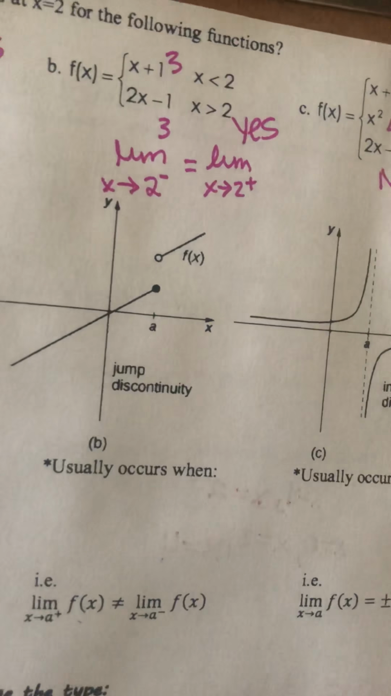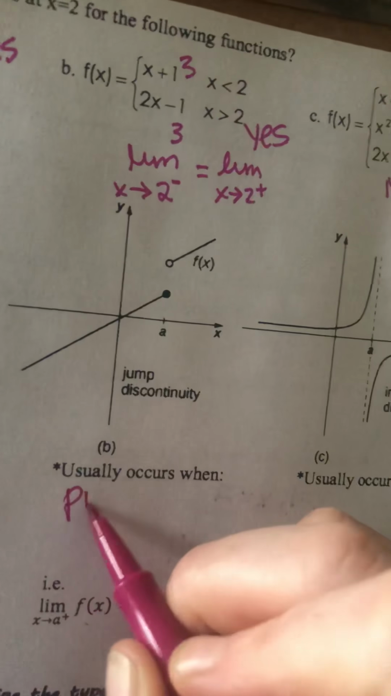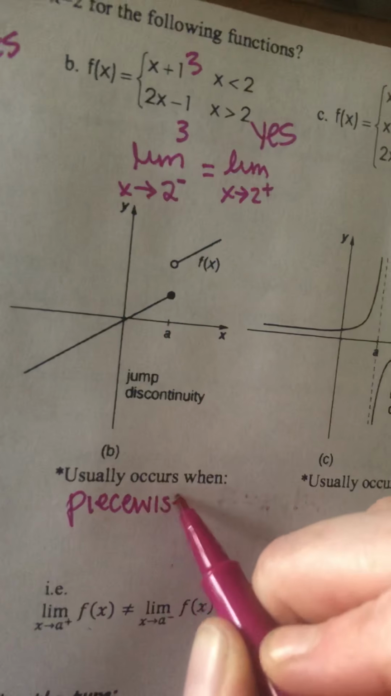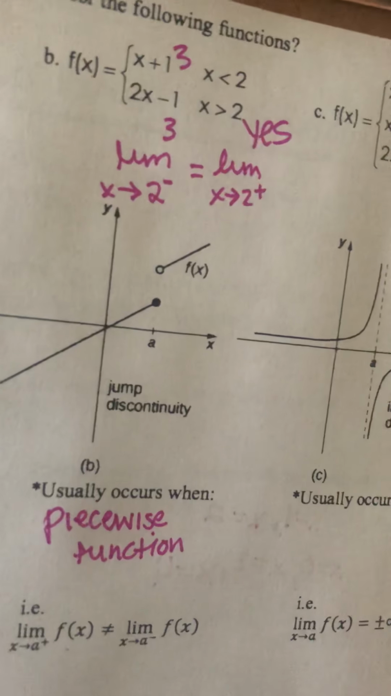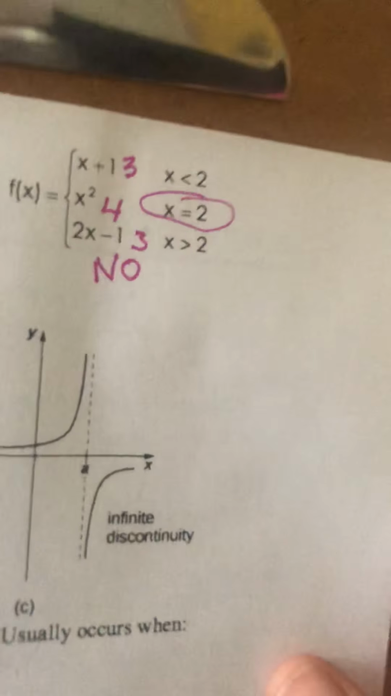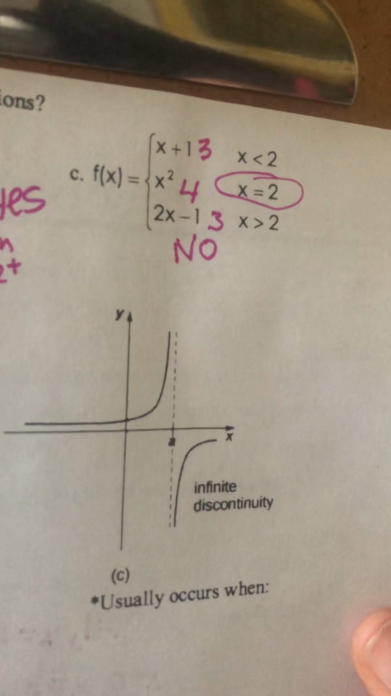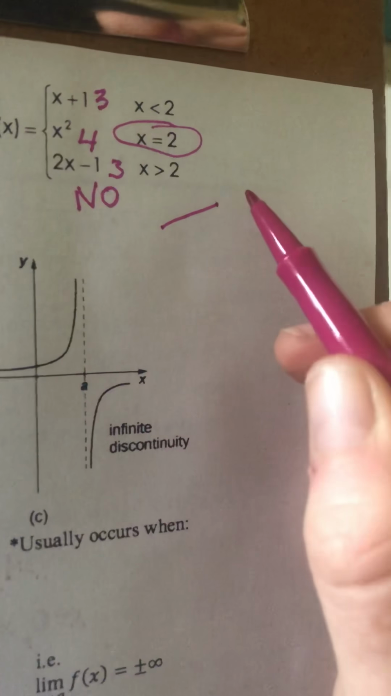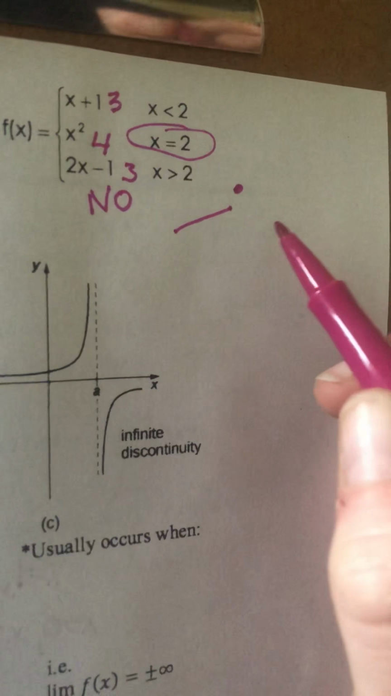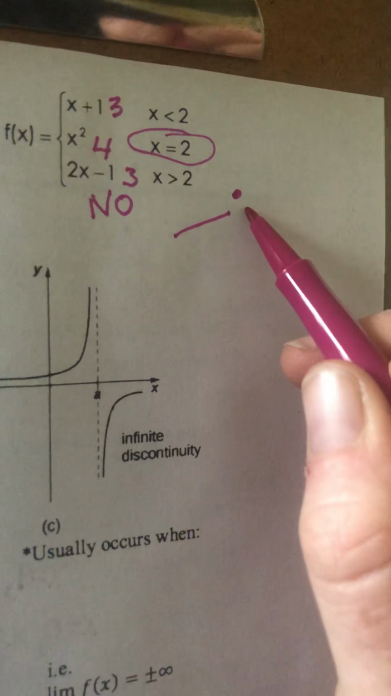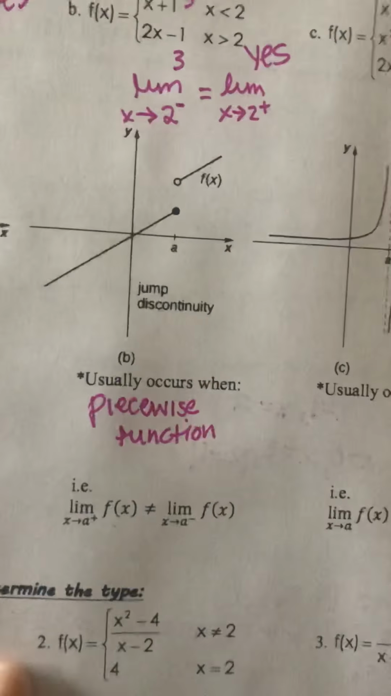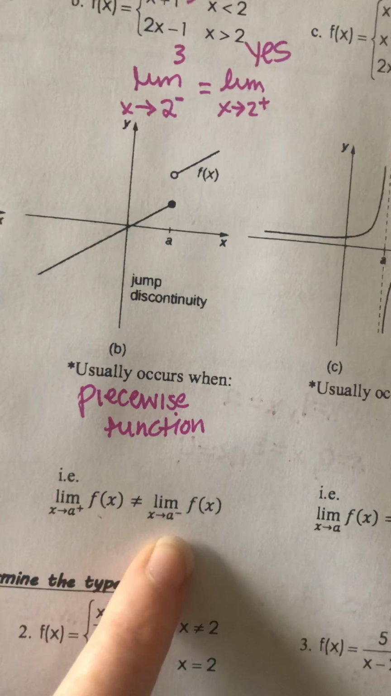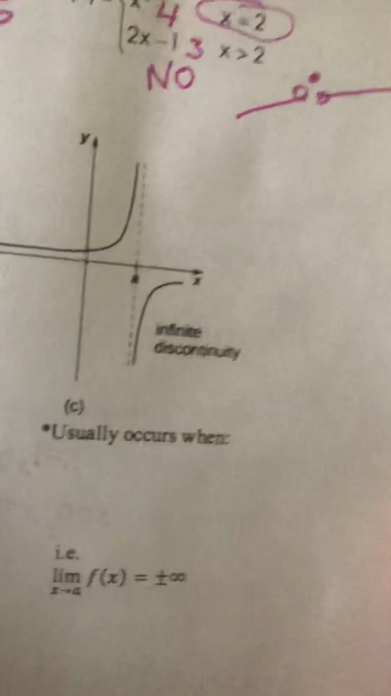Second type is jump. That usually occurs when you have a piecewise function. Which actually part C right here would have been a jump because it goes up to 3. You have one part of a function, a line going up to 3. Then your point is at 4 at x equals 2. And then your other part goes to 3 also. Actually, it'd be a different line, but yeah, that's a jump discontinuity. Okay, so the limit from the left and the right do not equal each other.